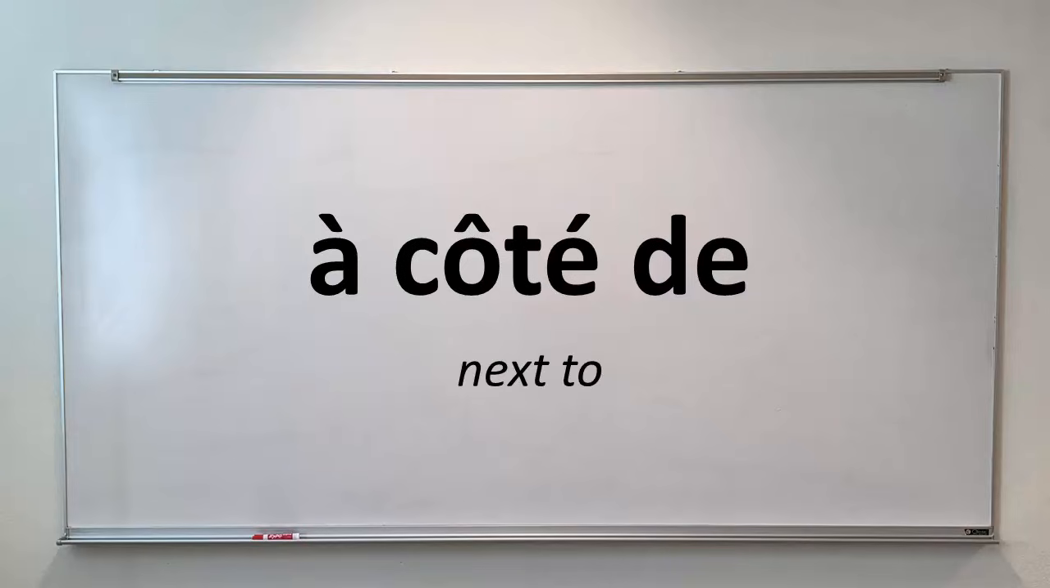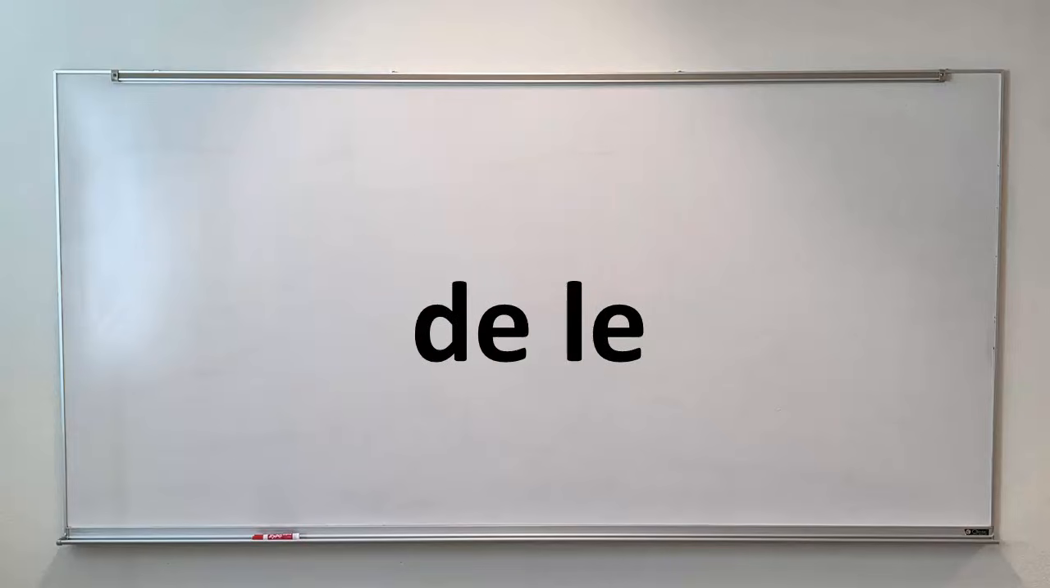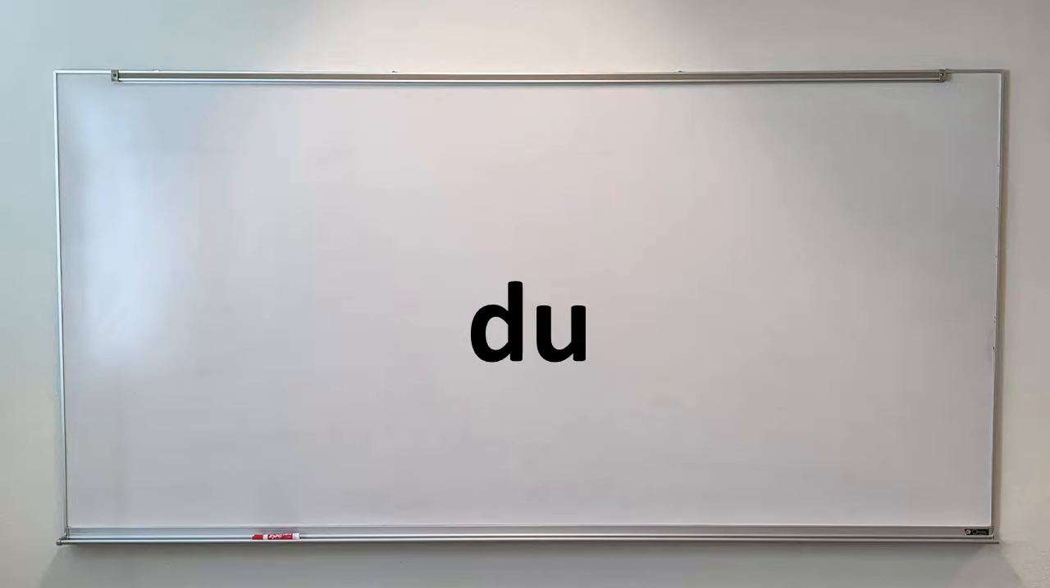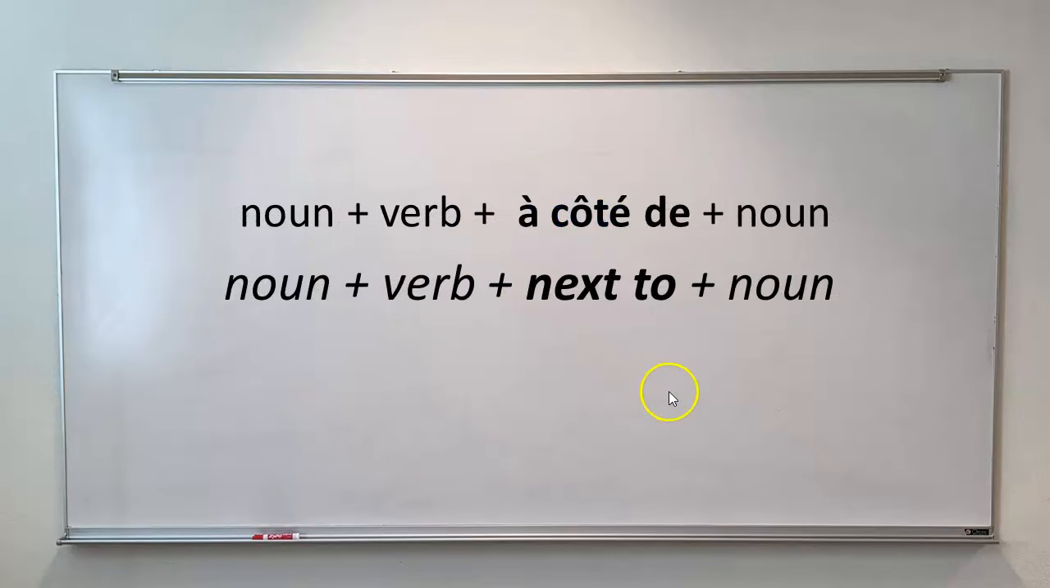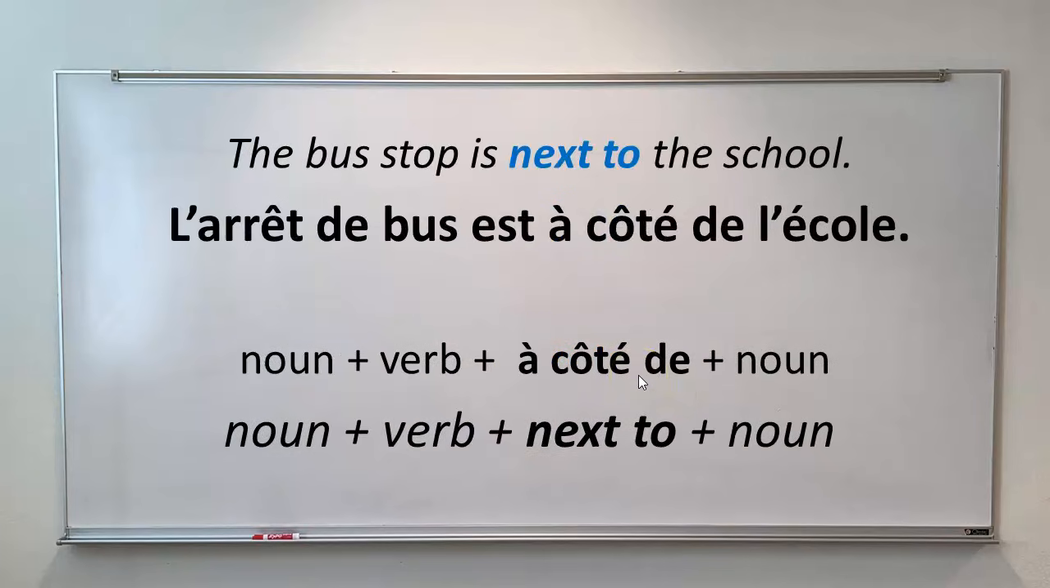All right, the other takeaway is remember the obligatory contraction. De and le will contract to du. De le, du. Okay? And then finally, the last thing we need to remember is how prepositions function in an actual sentence. Remember, they are surrounded by a noun on one side and a verb on the other. So remember this little formula. Putting it all together, it's noun, verb, à côté de plus another noun.